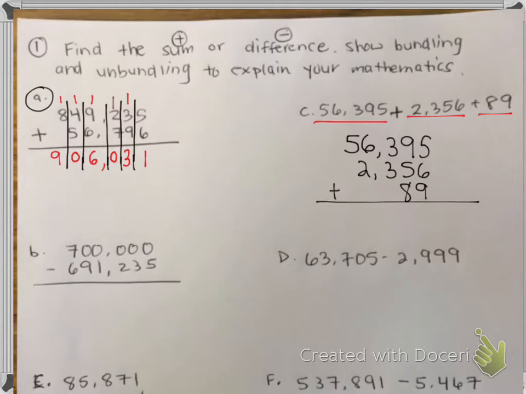You can see here that I lined all of my place values up, where I know I'm going to be adding in the ones, adding in the tens, adding in the hundreds, adding in the thousands, and finally ending in the 10,000s. Okay, so that's our place value, and then we have to bundle.